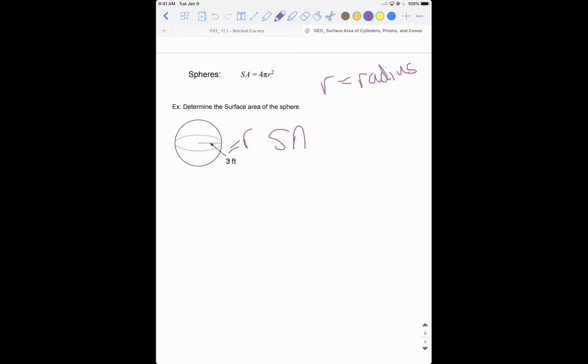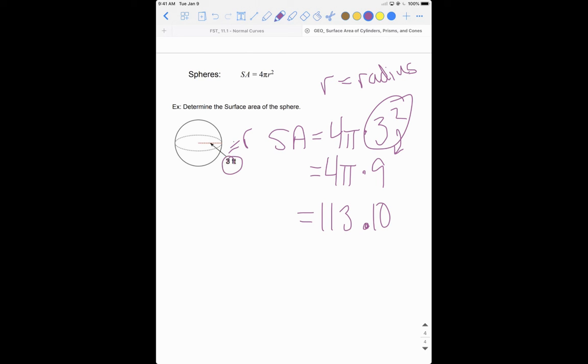So let's calculate our surface area. Surface area is equal to 4 pi times 3 squared. Again, if you want to, you can go ahead and say 4 pi times 9, right? That takes us to 9. Easier to type in your calculator. And when you do 4 pi times 9 to get your surface area, you get approximately 113.10 feet, right? And for surface area, it is feet squared, right?